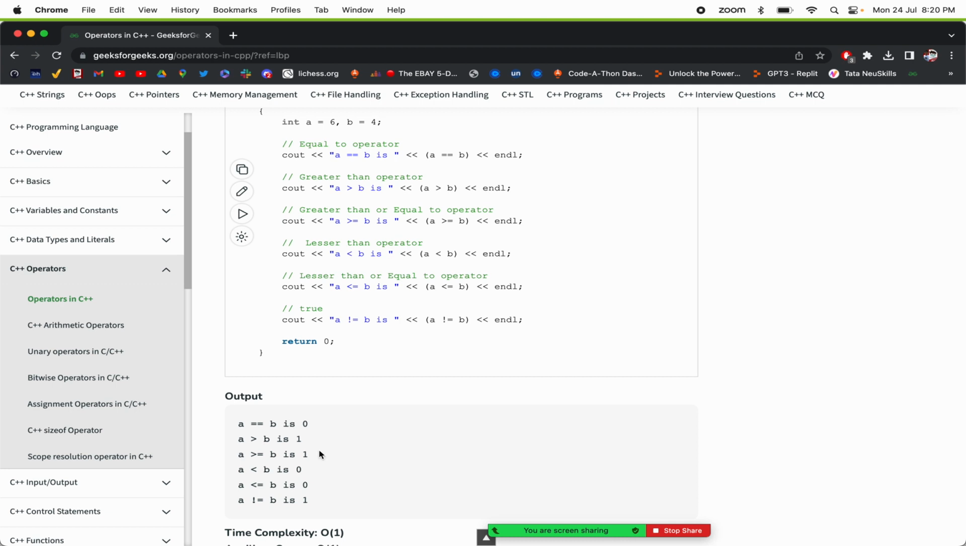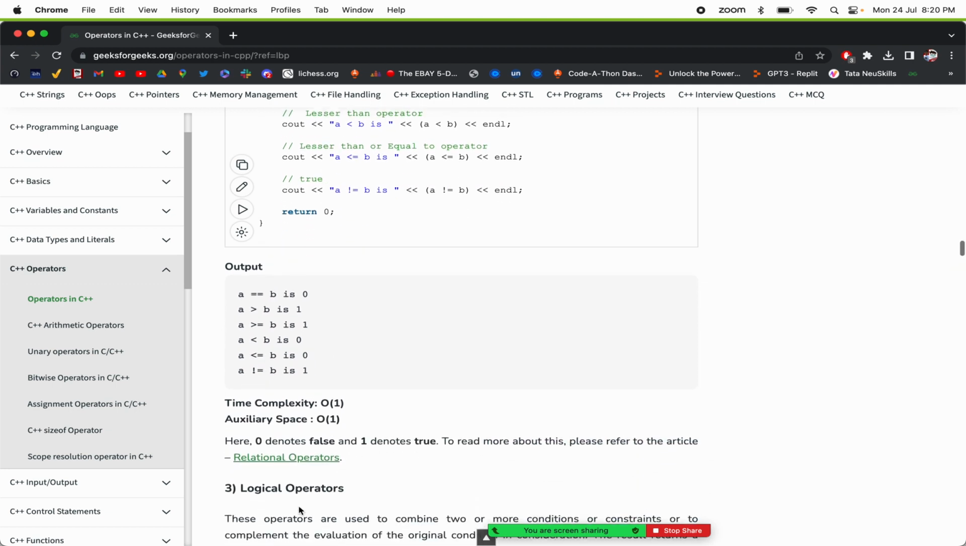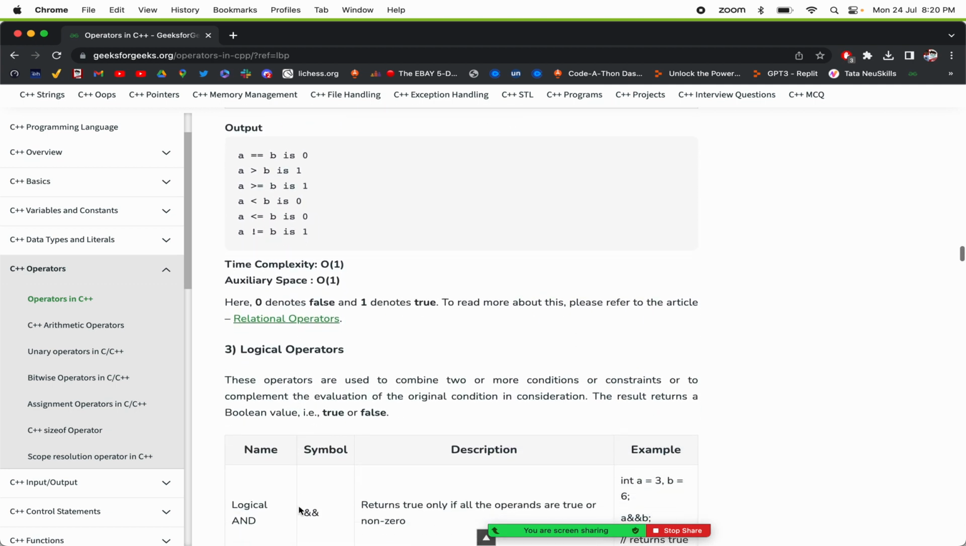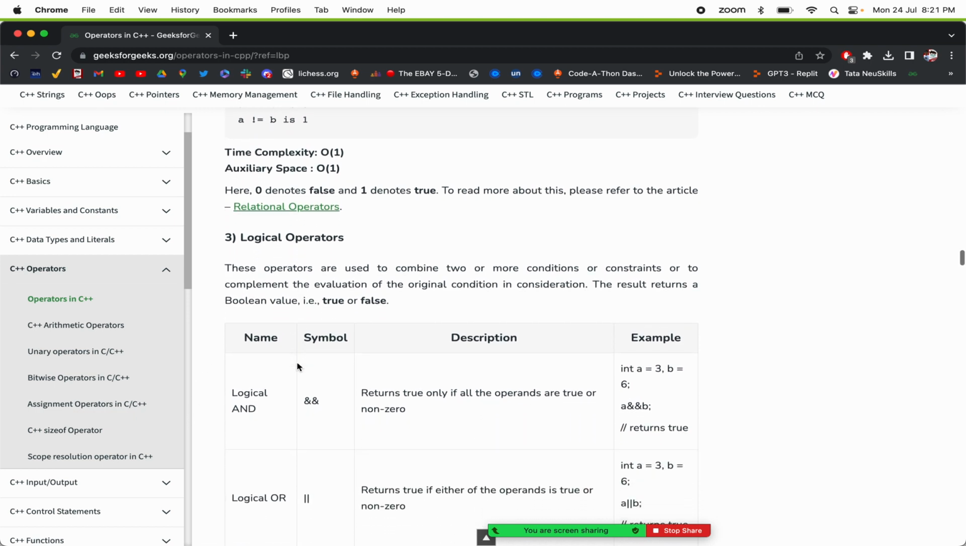A greater than b we are getting 1, that is basically the representation of true. Then a greater than or equal to b is also 1, a representation of true. Less than or equal to, both are giving 0, so that means they are giving false. And not equals to is giving 1, so that is true. So here 0 denotes false and 1 denotes true. To read more about this, please refer to the article on relational operators. We are going to see more about relational operators further in the course.